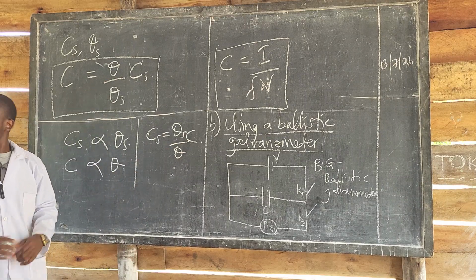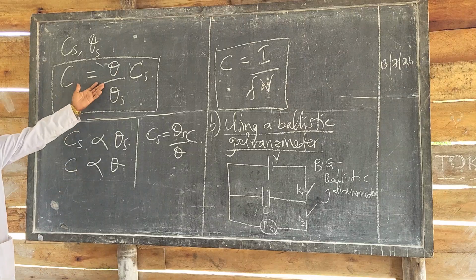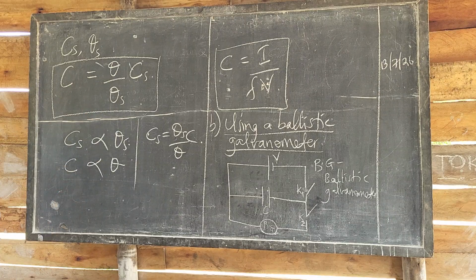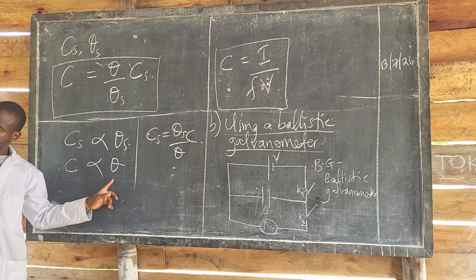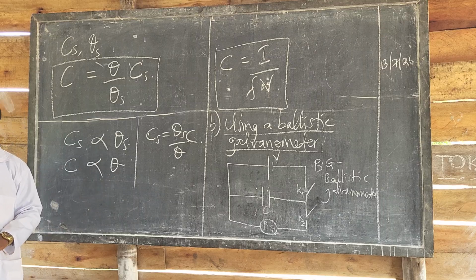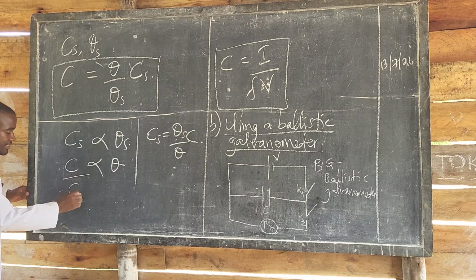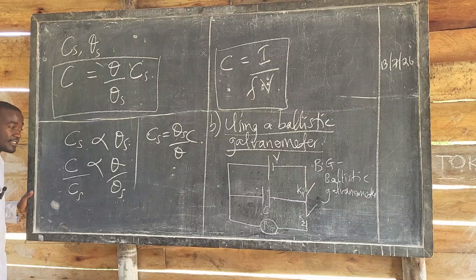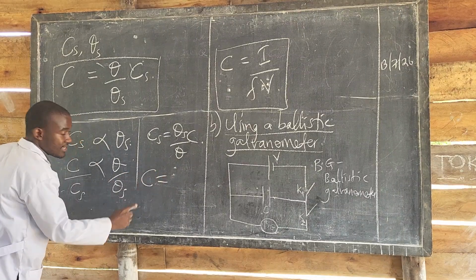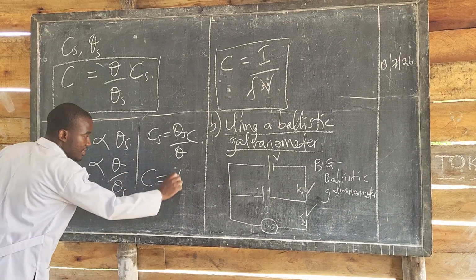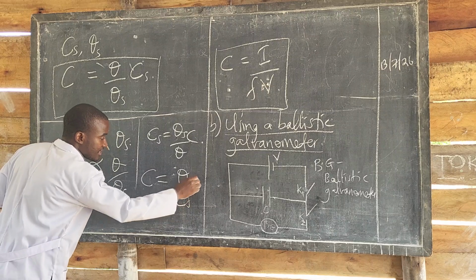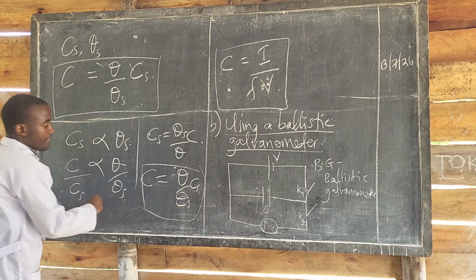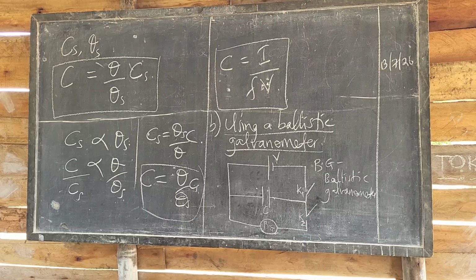Are we together? But the best way is to check what was divided by what. In this case, we divided the capacitance of the test capacitor, varying proportionally with the deflection of the ballistic galvanometer, by C S divided by theta S. So at the end of the day, you get C, the capacitance of the capacitor, equals theta over theta S times the standard capacitor.